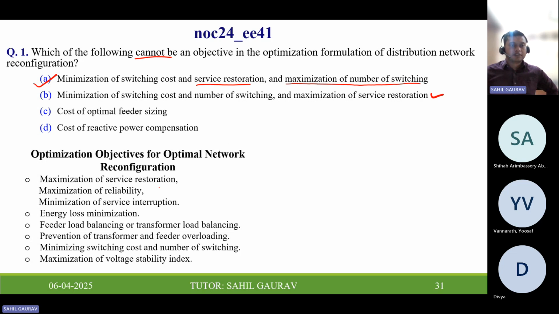So if we see the objectives of optimal network configuration: maximization of service restoration, maximization of reliability, which has a similar meaning, energy loss minimization, feeder load balancing or transformer load balancing, prevention of transformer and feeder overloading, minimizing switching cost and number of switching, and maximization of voltage stability index.